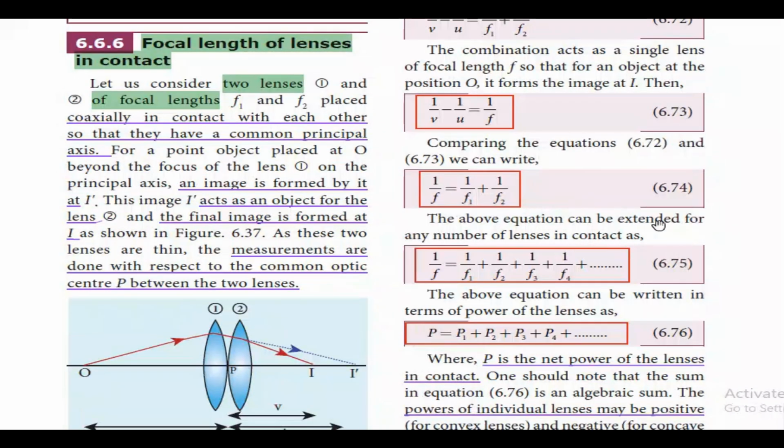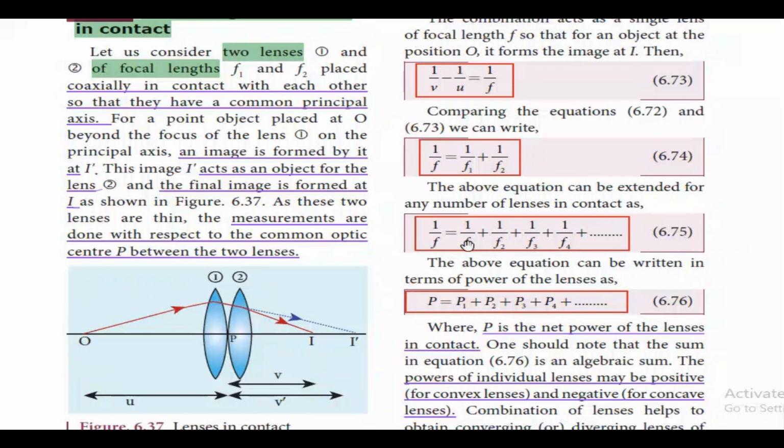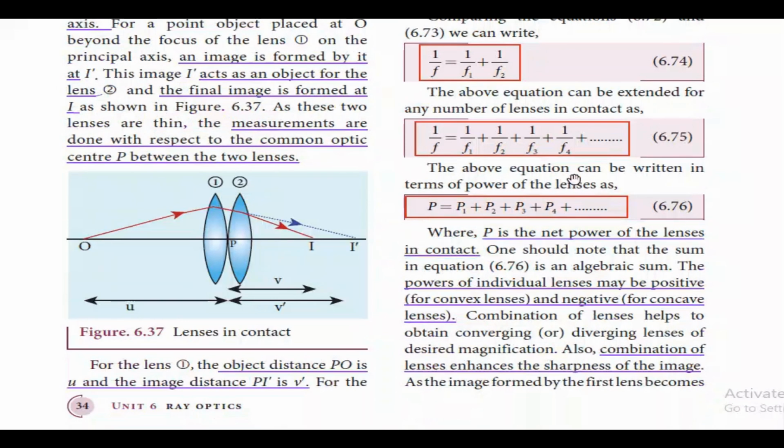So this equation can be extended for any number of lenses which are kept in contact, and therefore we get this expression: 1 by F equal to 1 by F1 plus 1 by F2 plus 1 by F3 and so on. This above equation can be written in terms of power of the lenses as P equal to P1 plus P2 plus P3 plus P4, as P1 is given by 1 by F1, P2 as 1 by F2, P3 as 1 by F3 like this.